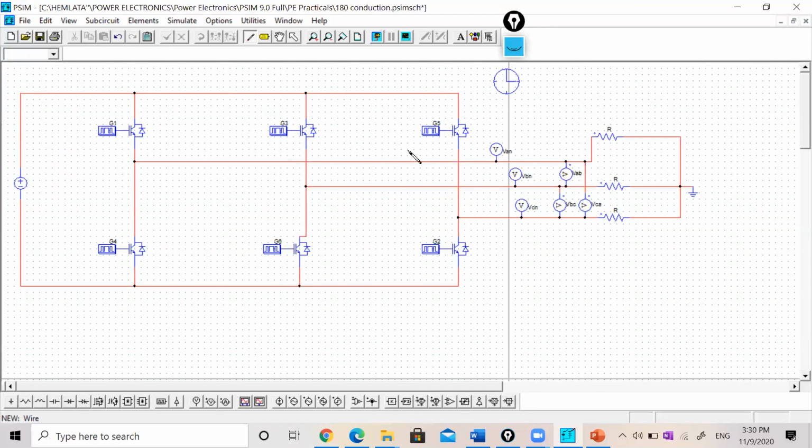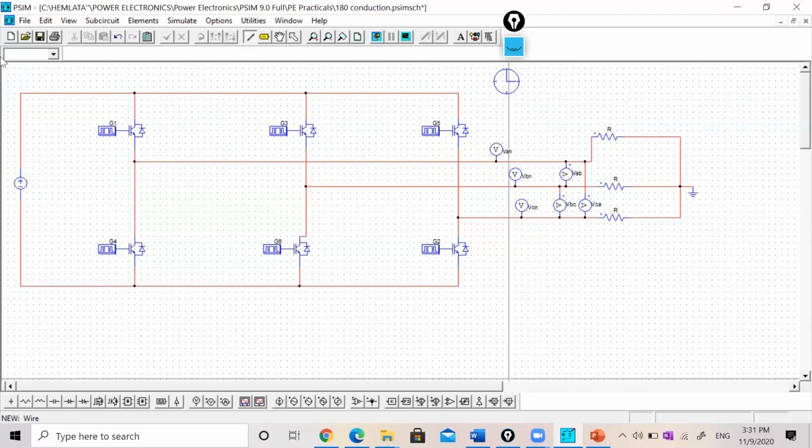I have to give gate pulses. There are three resistors connected in star, and across each phase I have to measure the phase voltage as well as the line voltage between these two phases. This is VAN, VBN and VCN. These are the phase voltages, and VAB, VBC and VCA are the line voltages. And this is a neutral point, so I have to find out voltages across this point.